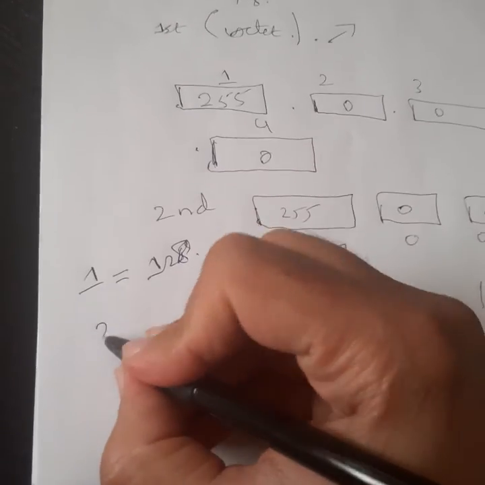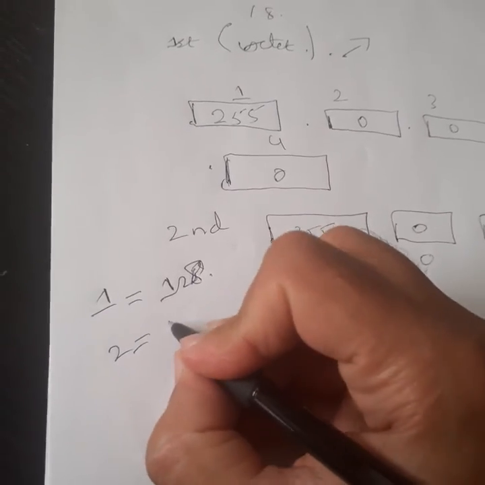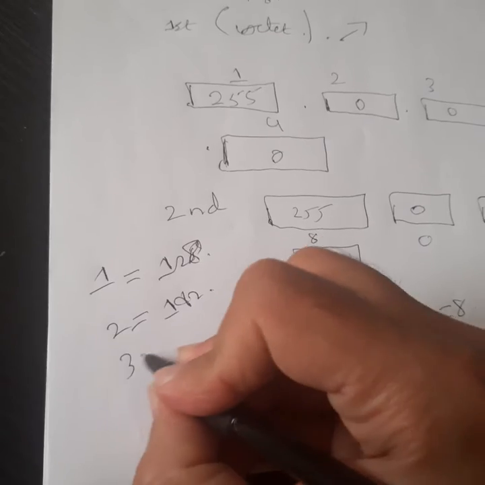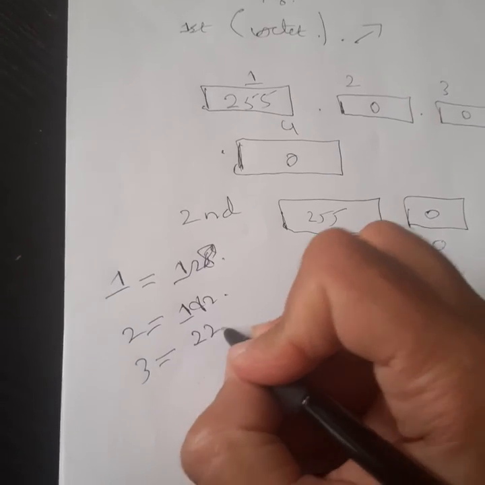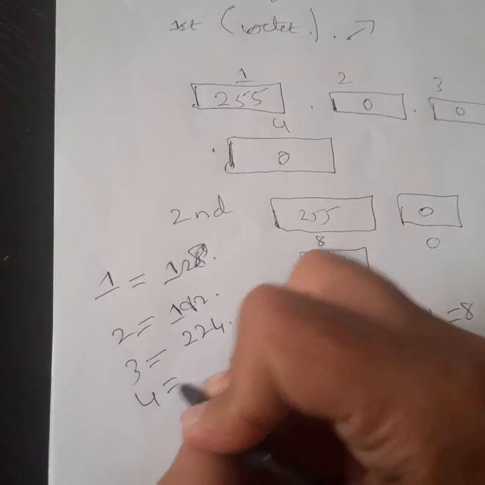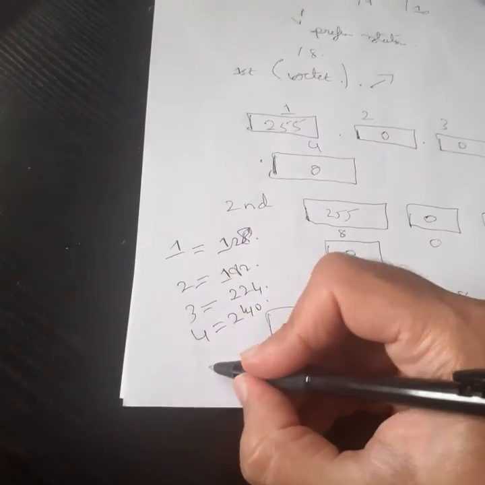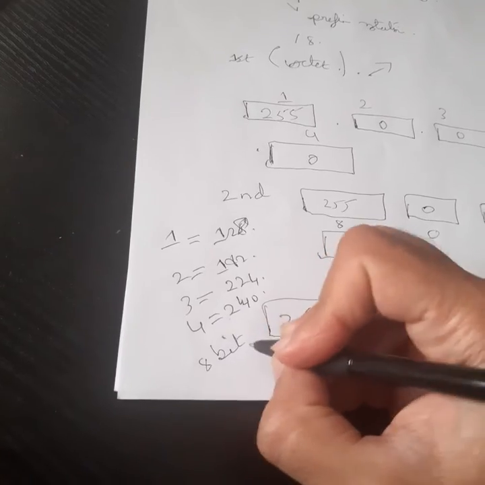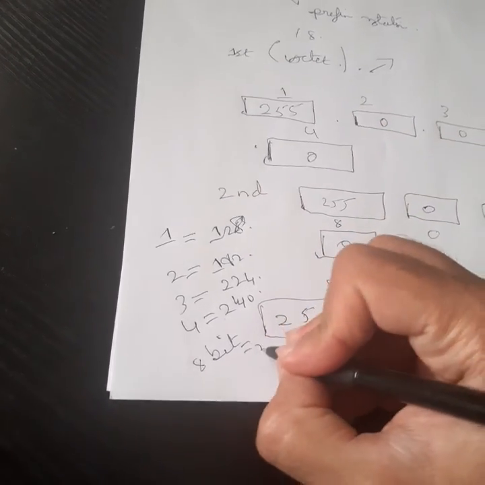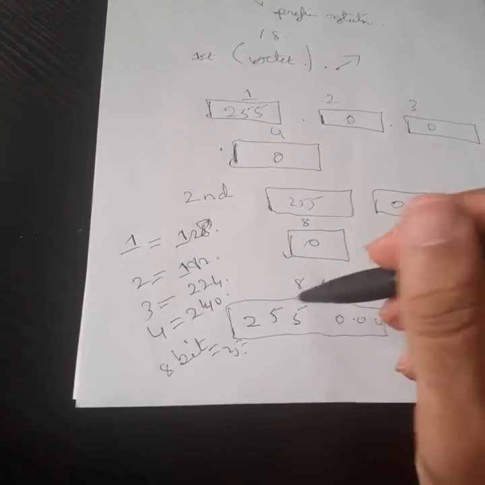If I could just improve my writing. For bit number 2 it is 192. Bit number 3 is 224. Bit number 4 is 240. Similarly, we carry on, and the value of the 8 bits which we are dealing with here is 255, which we have just put here.